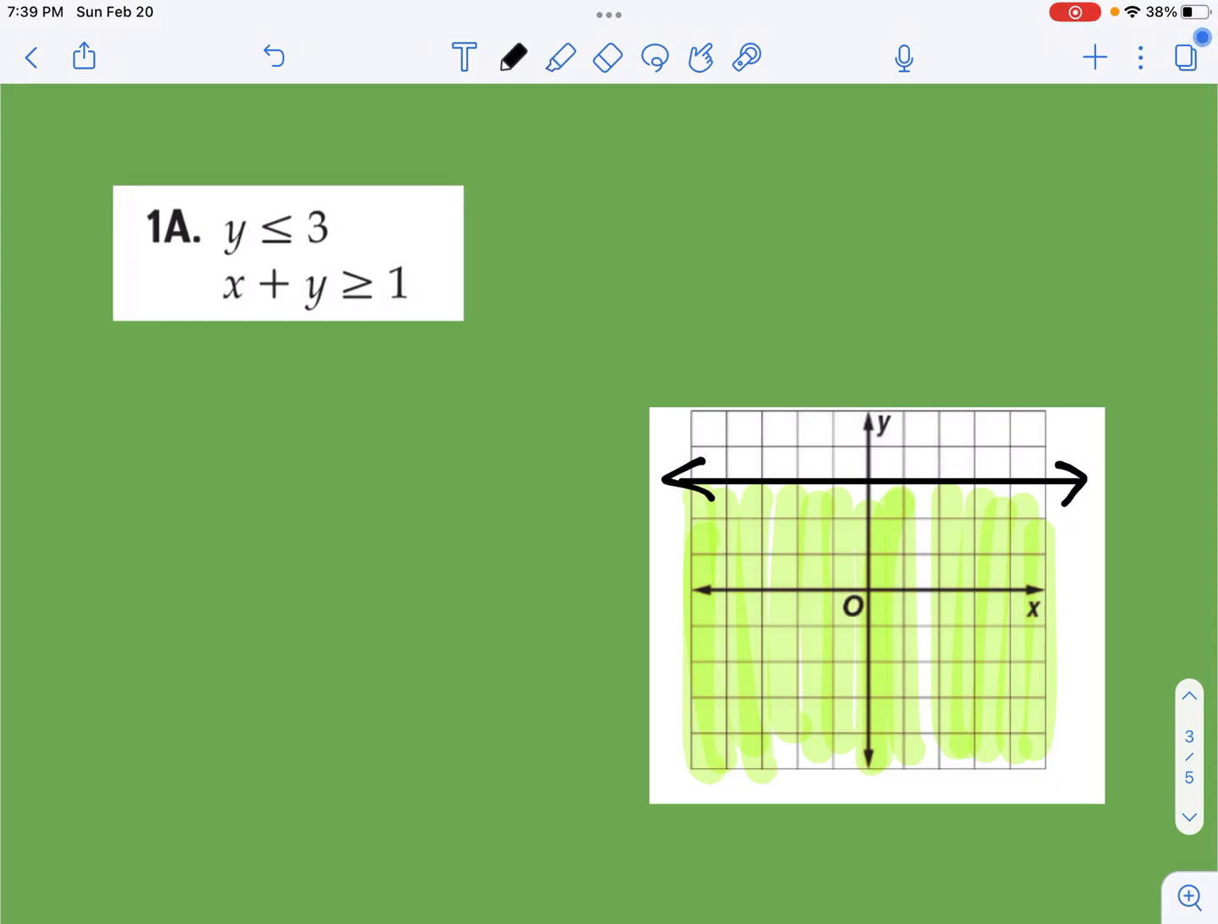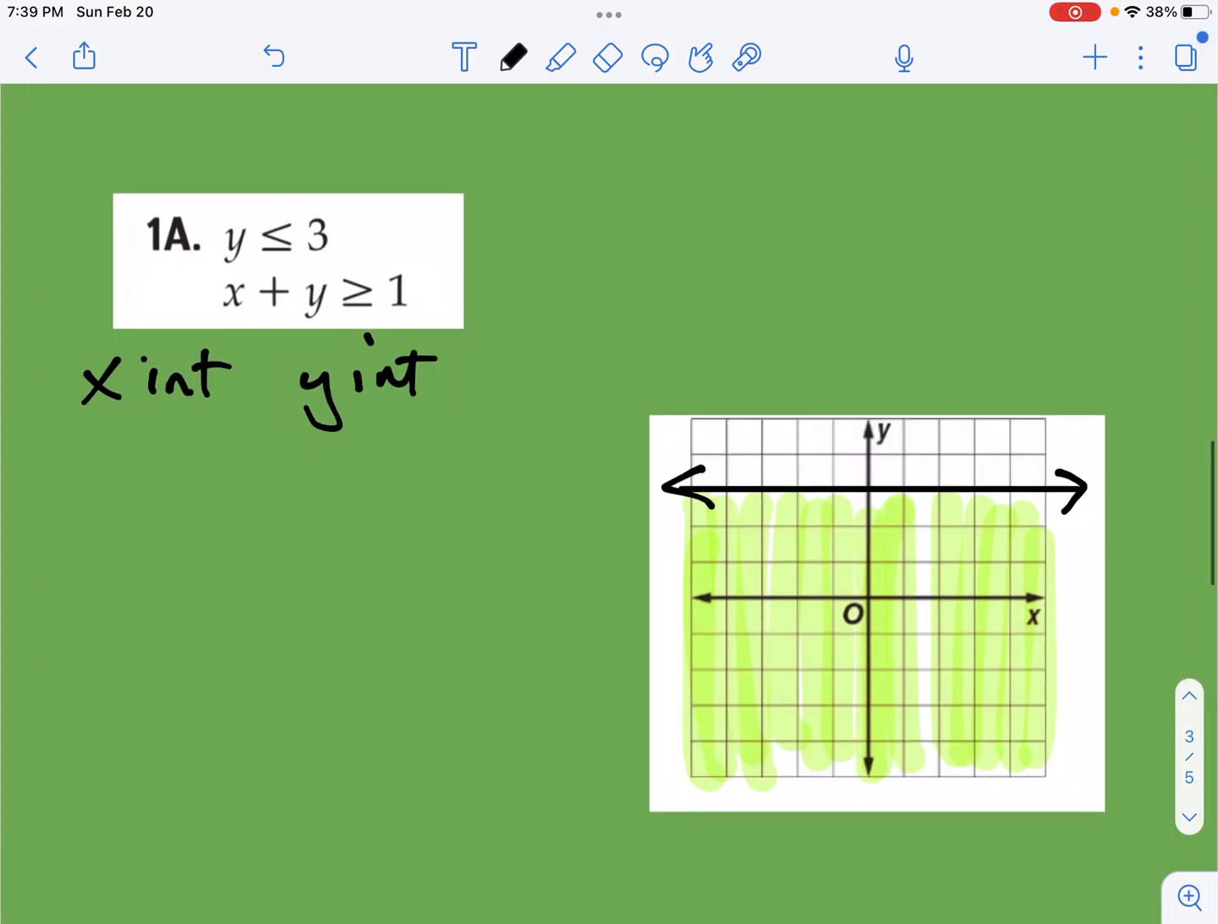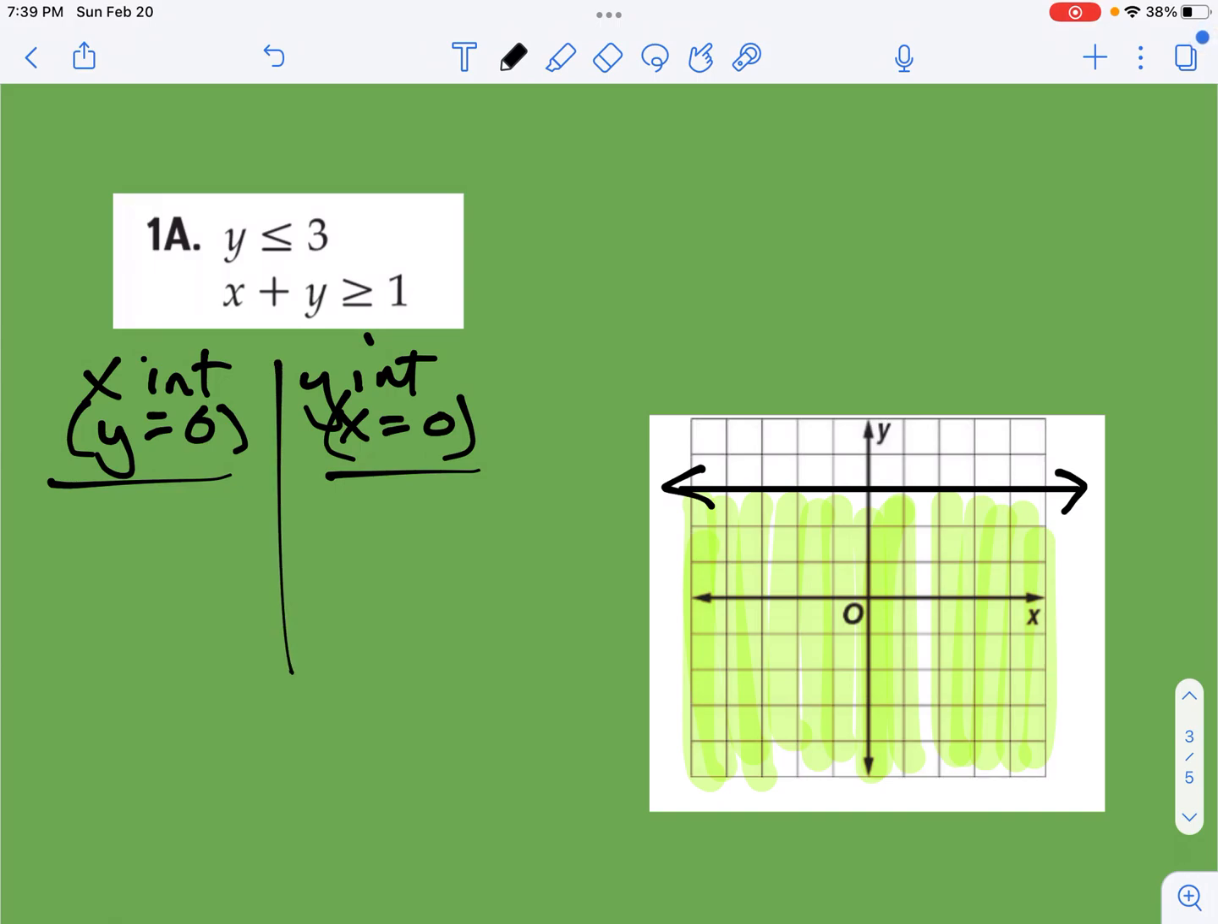And then for the next one here, we've got x plus y is greater than or equal to 1. So you have two choices here. One is you can leave it like this, and you could figure out my x-intercept and my y-intercept, because that works best for standard form. So for your x-intercept, that means y is equal to 0, right? And for your y-intercept, that means x is equal to 0. So for my x-intercept, if I make y 0, I get x plus 0 is greater than or equal to 1. So x is greater than or equal to 1, right?